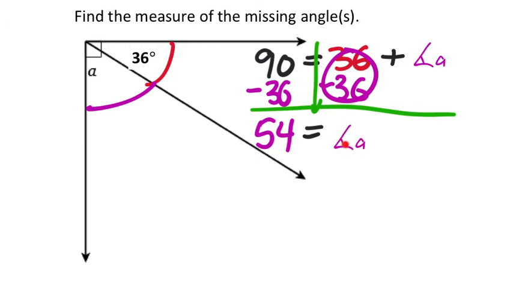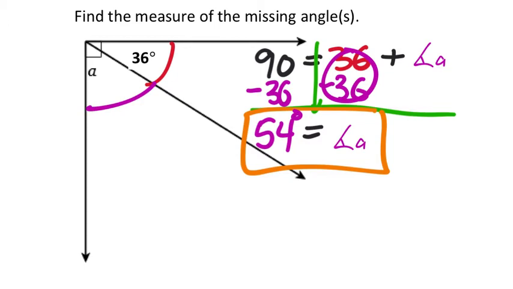Now, if angle A was an expression, which I think we will see, I'd need more work there, but that's it. 54. In fact, this one is an angle, right? So I should label it in degrees. 54 degrees is angle A.